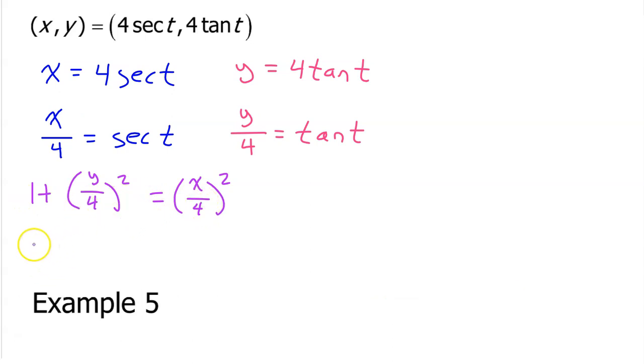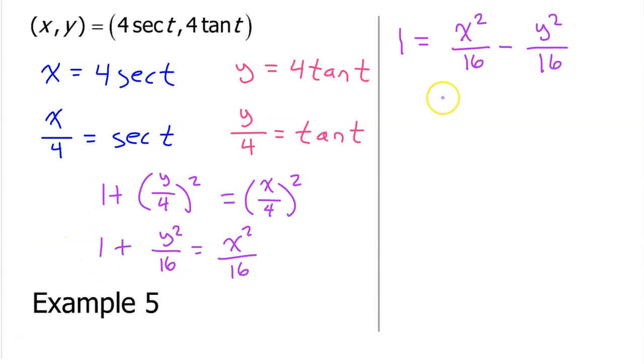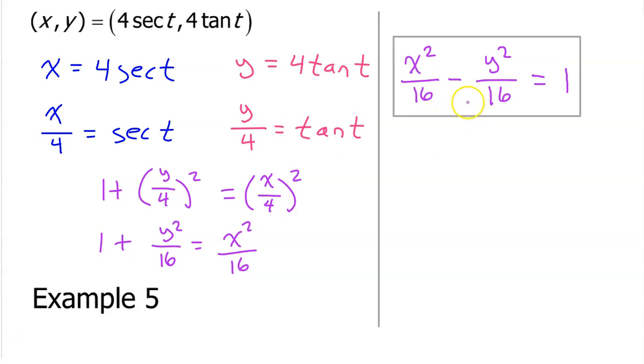Getting rid of these parentheses, we have 1 plus y squared over 16 is equal to x squared over 16. If we subtract y squared over 16 from both sides, we get 1 equals x squared over 16 minus y squared over 16. I'm sure you won't mind if I flip this equation around. This is the equation of a hyperbola.